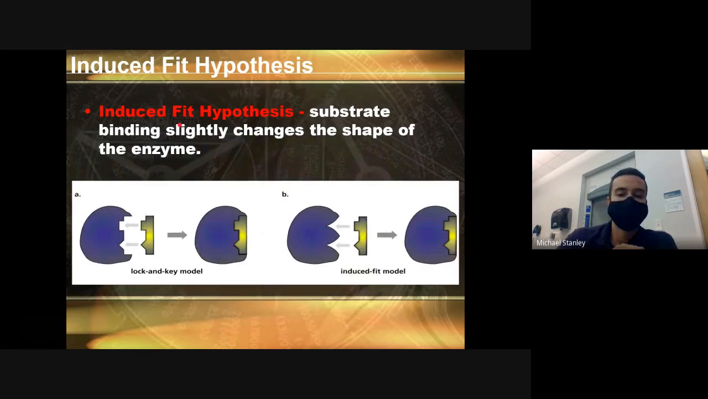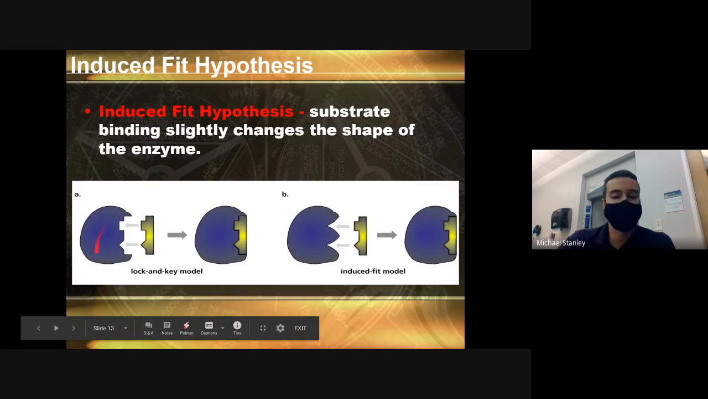There's one other kind of hypothesis or idea that scientists have about how substrates and enzymes work. It's called the Induced Fit Hypothesis. And it's the idea that the substrate and the enzyme and active site aren't an exact fit at first, but when the substrate comes in and binds to that active site, it changes the shape of the enzyme a little bit, and that's what causes the chemical reaction to start happening.